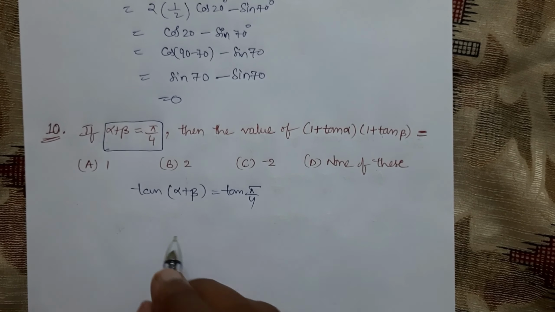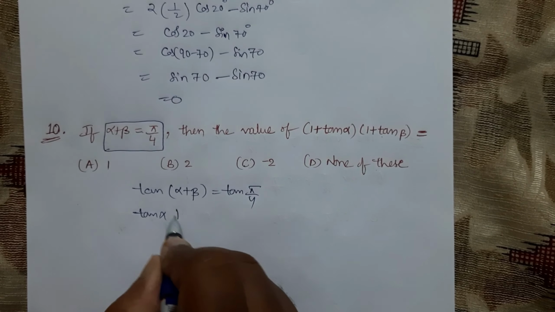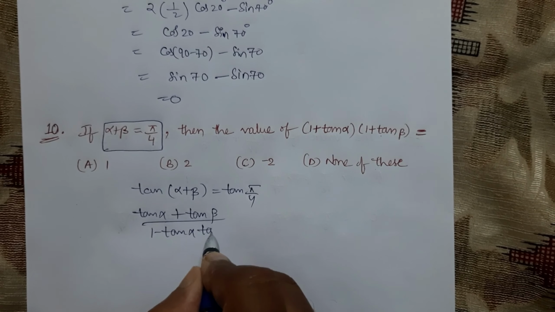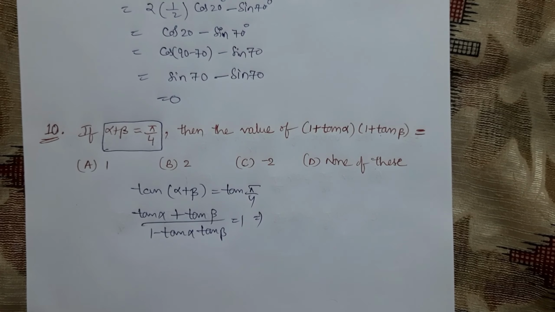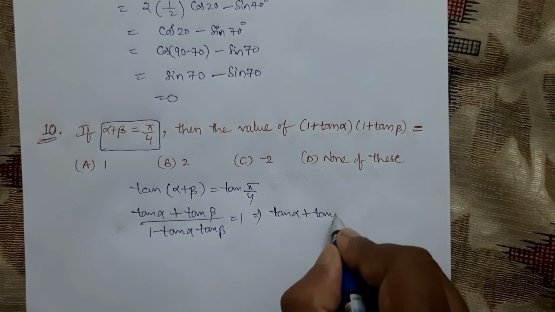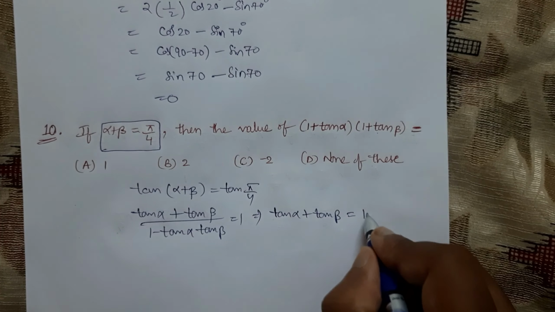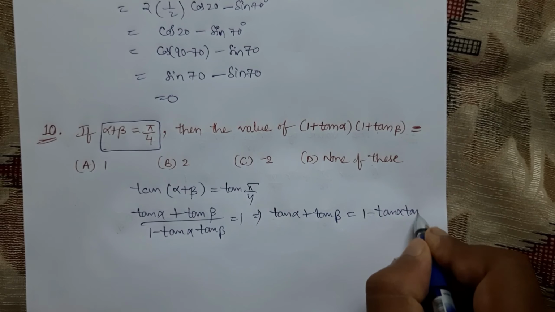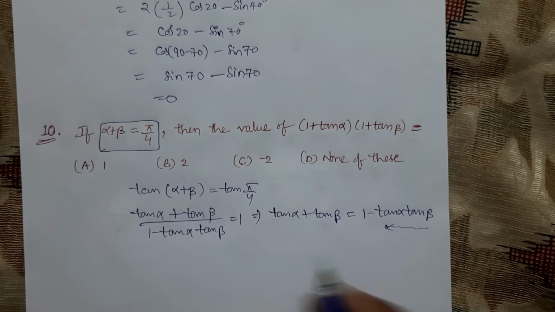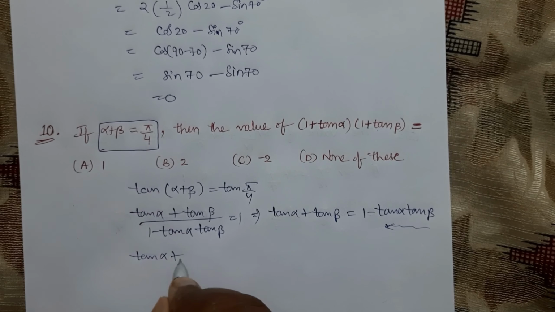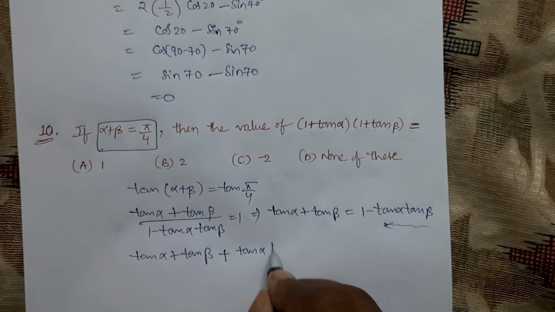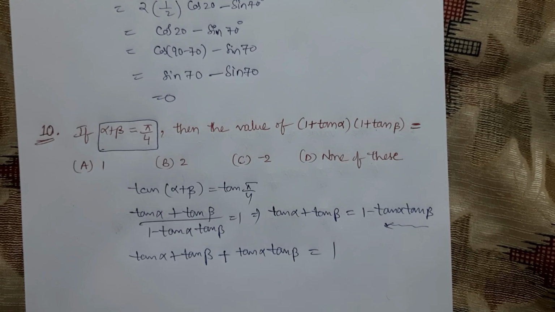We know that tan of alpha plus beta is tan alpha plus tan beta by 1 minus tan alpha into tan beta, which is equal to 1. Now I will send this to the right side, which will be tan alpha plus tan beta equal to 1 minus tan alpha into tan beta. Now students observe, I will bring this to the left hand side, so it will become tan alpha plus tan beta plus tan alpha tan beta, which is equal to 1.